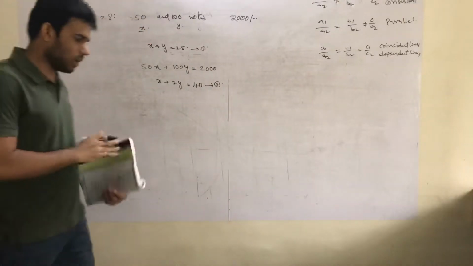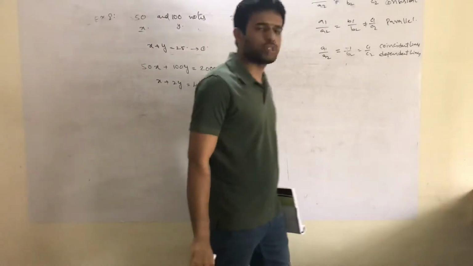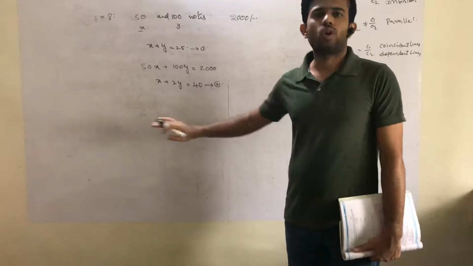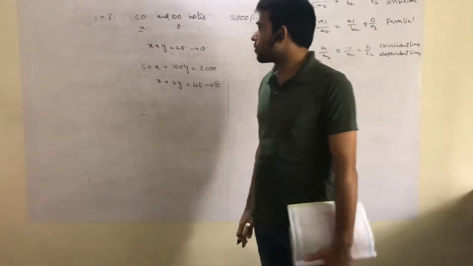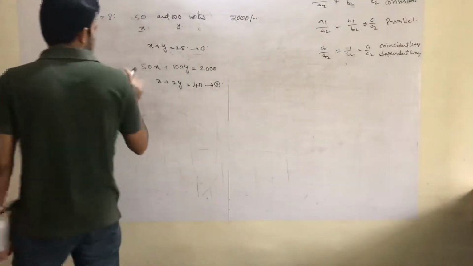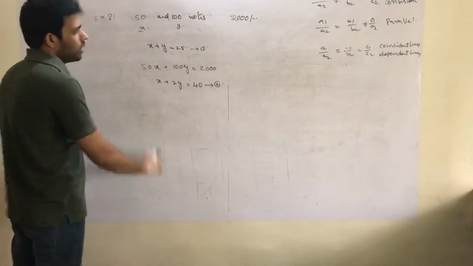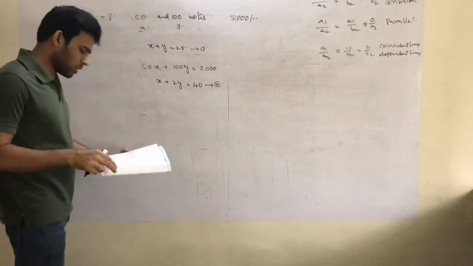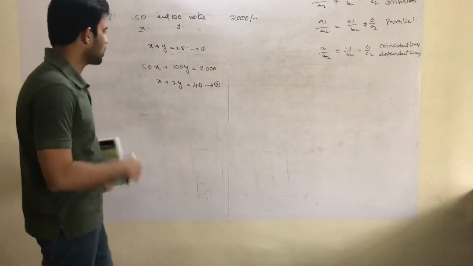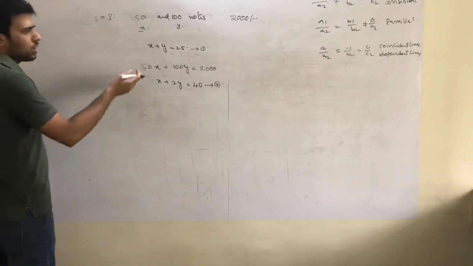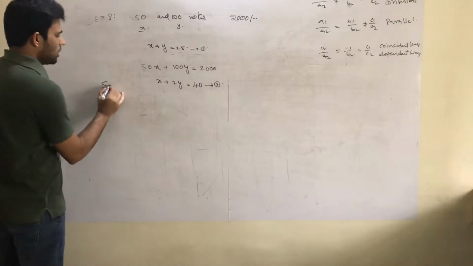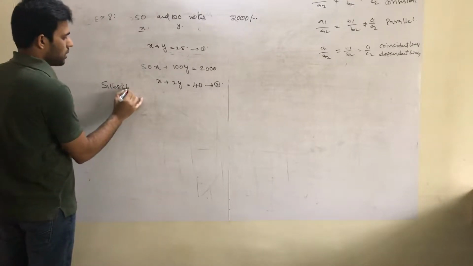Whenever the question says solve by the substitution method or elimination method, you can choose any method, but you just mention what method you are using to solve these equations. So you have two equations, X plus Y equal to 25 and X plus 2Y equal to 40. You can choose either method. In this example we will do both methods. So let's go with the substitution method.